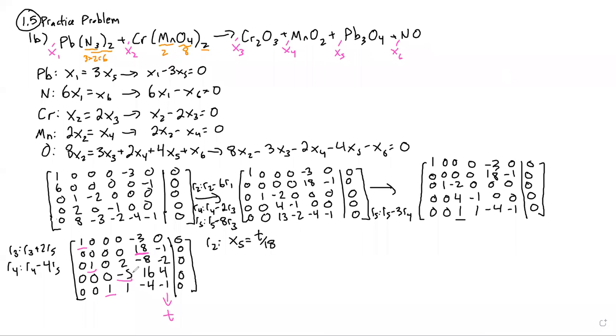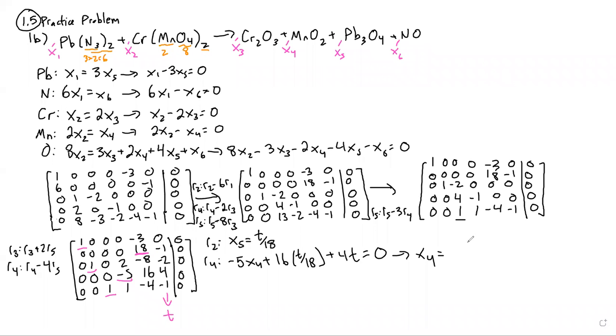And then moving back to the next pivot, that's going to be that -5. So that's going to be row 4. So this says that basically -5x4 plus 16 of x5, which is t over 18, and then plus 4t is going to be equal to 0. And that's going to allow us to actually solve for x4. Which if we rearrange, we are going to get 44t over 45 with a little bit of simplification of the fractions. And so we just keep making our way through these and solving them very much the same way.